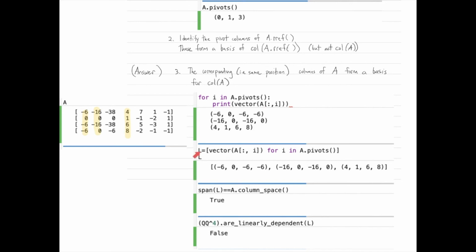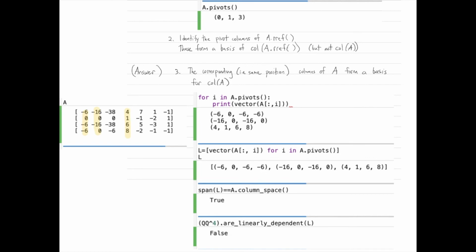Okay, let's throw them into a list, L. And so that's what I've done here, using Python, how to make lists in Python. Okay, so here's our list. It's simply these vectors put into a list. And then I can construct this vector space, the span of L, and ask, is it equal to the column space of A? And Sage says, yes, that's true.